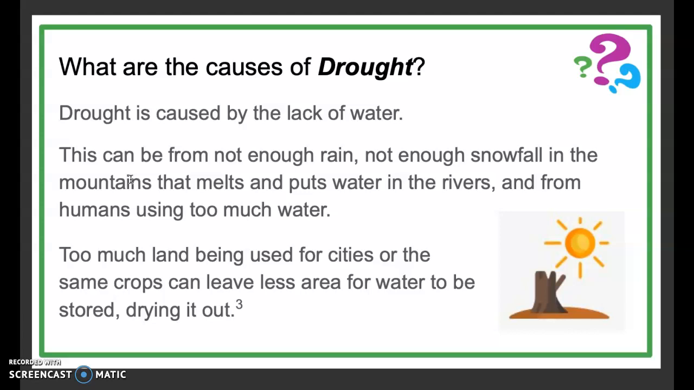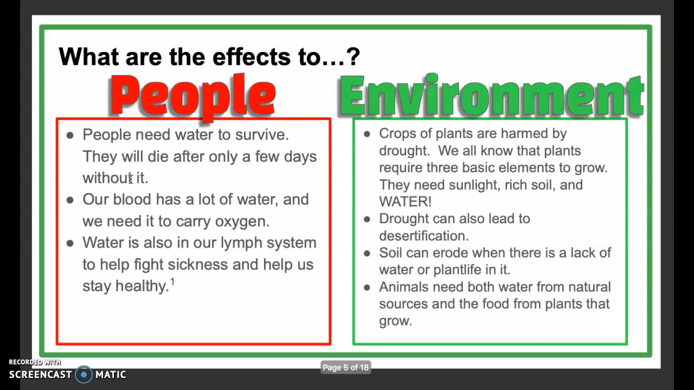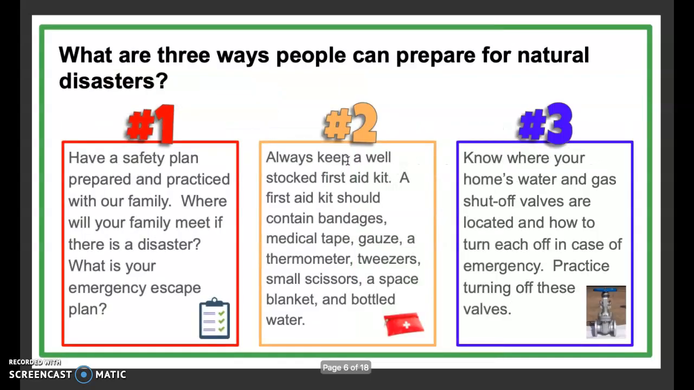You're going to be learning about the causes of whichever natural disaster or extreme weather that you choose to learn about. What causes it to happen to begin with? What are the effects to people and the environment? You're going to be learning about that too, and then just making some nice lists with complete sentences, but in list form. And then you're also going to be thinking about 3 ways that people can prepare for natural disasters.